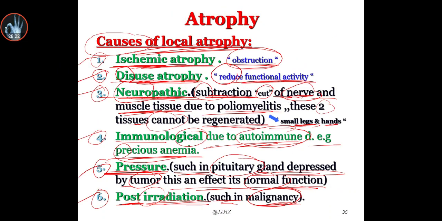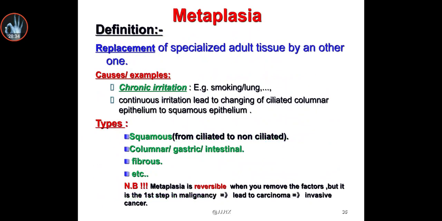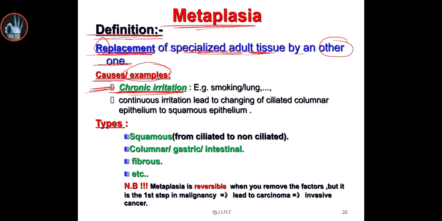So now we have talked about hyperplasia, atrophy, and hypertrophy, and now we will talk about metaplasia. Metaplasia, as we already said, is the change of something. The definition of metaplasia is replacement, تبديل of specialized adult tissue by another one. So one type of tissue is replaced by another type. One of the main causes of metaplasia is chronic irritation, which means الالتهاب المزمن, such as smoking for the lung.